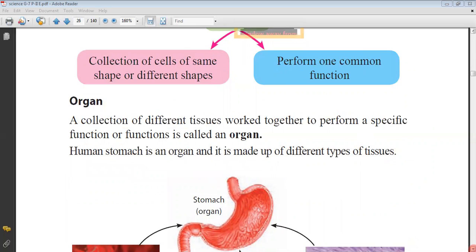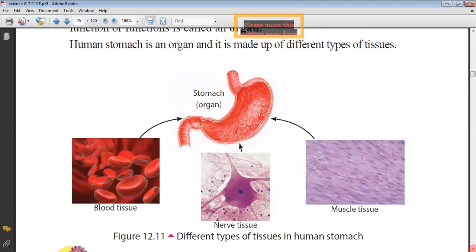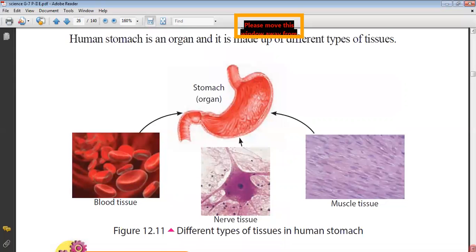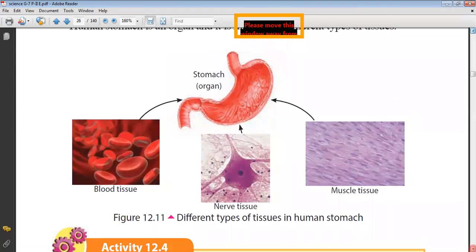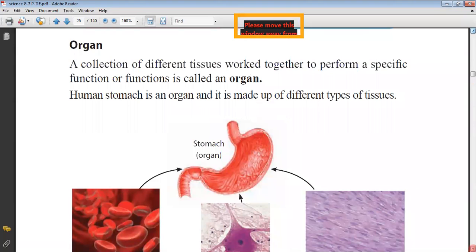Here we can see the stomach. The stomach is an organ. It is made of different types of tissues: blood tissue, nervous tissue, muscle tissue. They all perform various functions in the body. So now we have learned cells, we have learned tissues, and now we have learned organs.